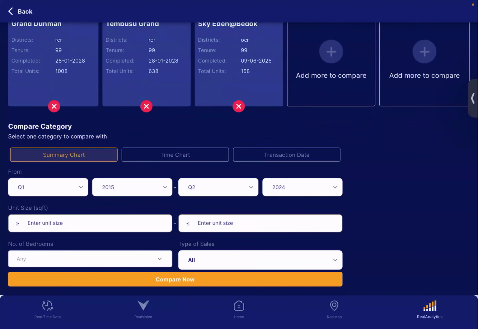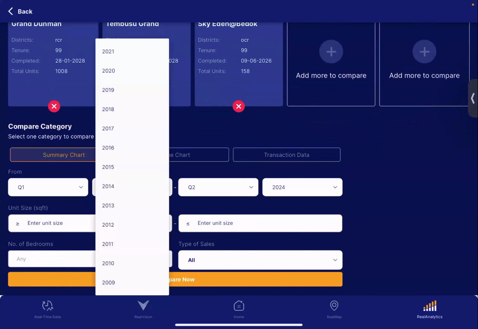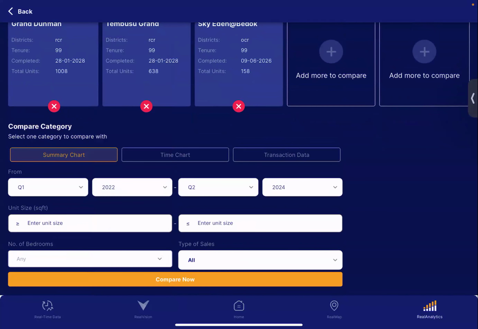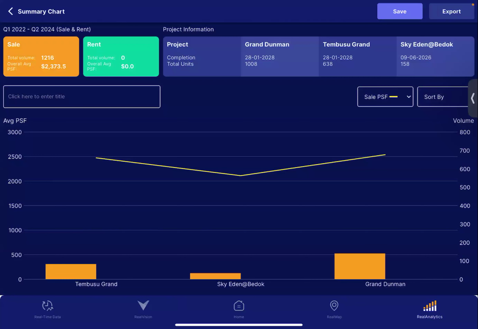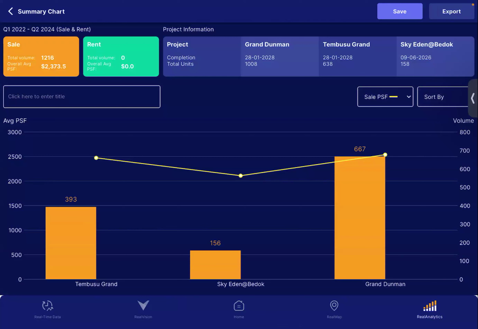Let's see the latest 2 years. I changed the timing from what year to what year, so I changed to the last 2 years and I compare now. You can see there's only sales transactions, no rental transactions yet. The orange bar chart is the amount of sales transactions that have been going on. So from here, I can see Tembusu Grand got 393 in the past 2 years, Sky Eden got 156, Grand Diamond got 667 sales transactions.